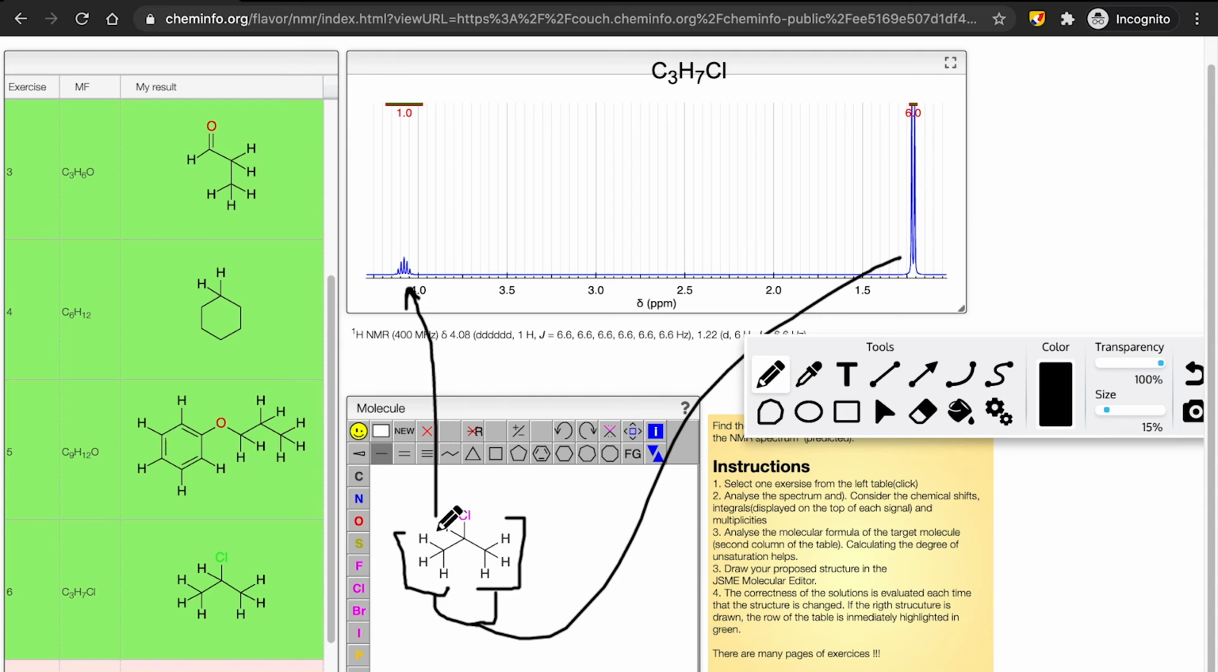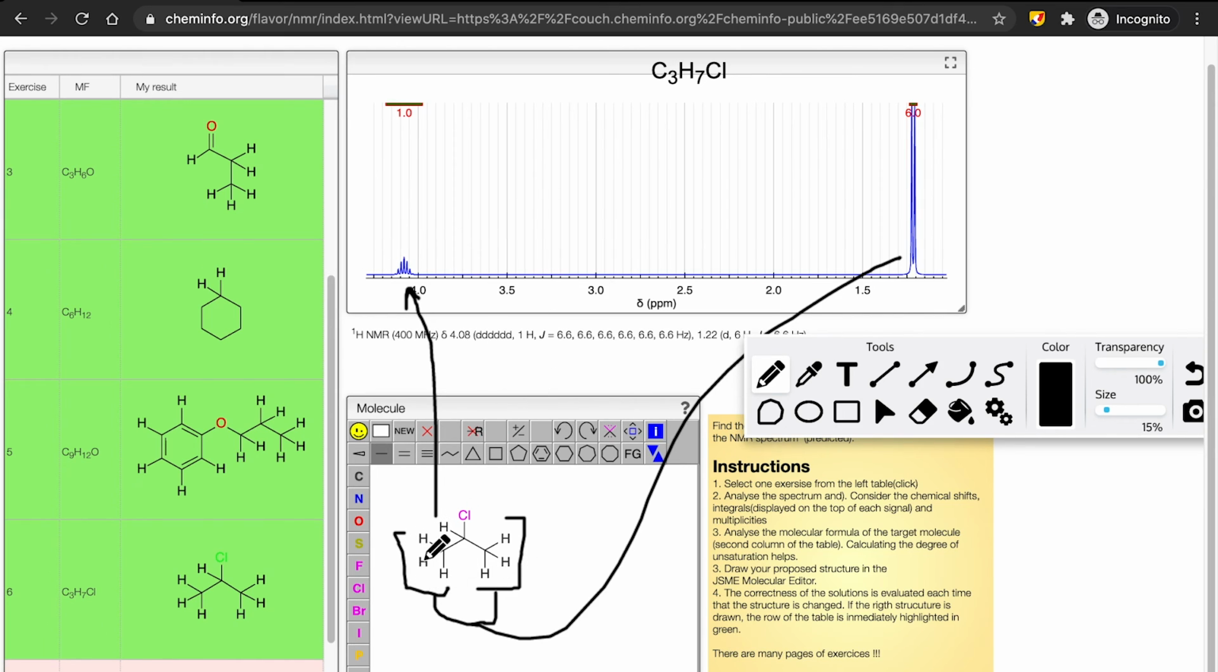So this hydrogen gives you the septet because it has 6 neighbors. So 1, 2, 3, 4, 5, 6. 6 plus 1 is 7, septet. You can also note that it's above 4 ppm, and that's because it's alpha to this chlorine group. Chlorine is a very electronegative atom, which deshields this proton, making it very downfield.